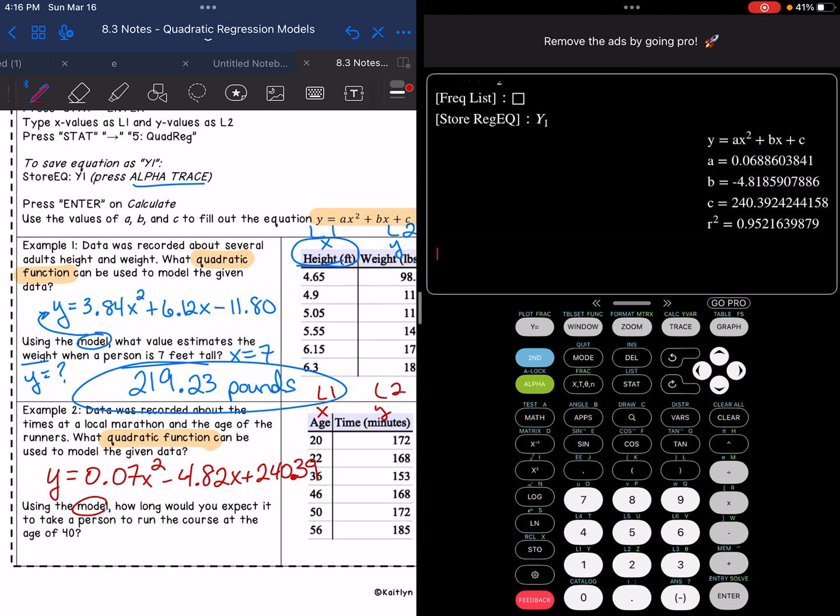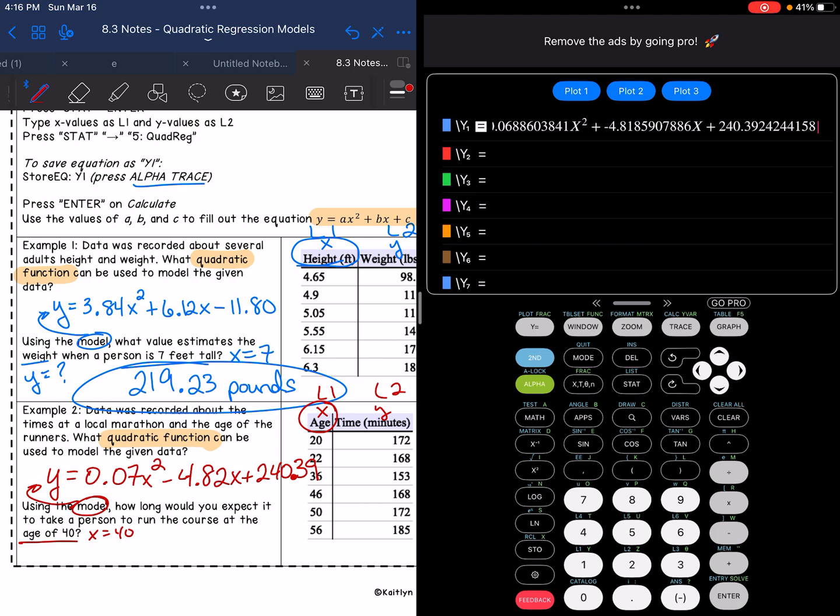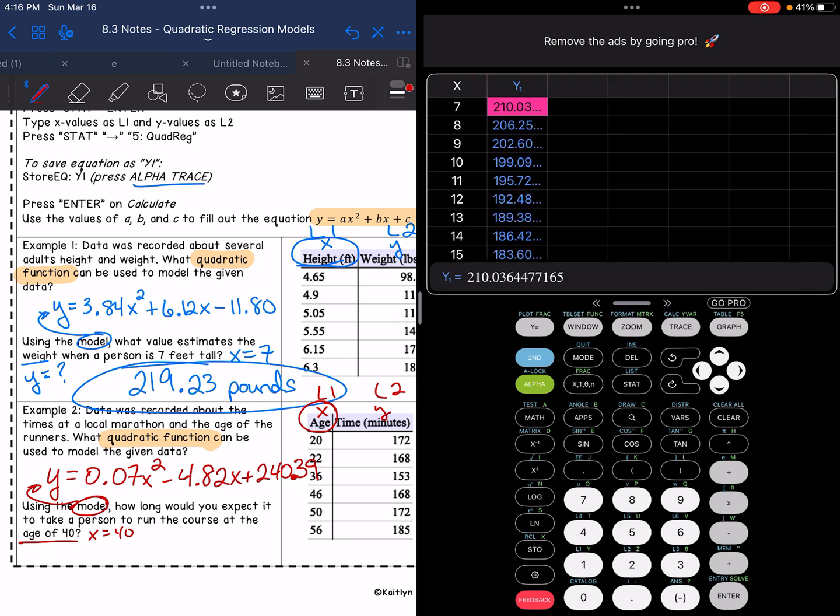And then it says using the model, so using our equation, how long would you expect it to take a person to run the course at the age of 40? So remember, age is our x values. So they told us x equals 40. We need to see what y equals. So remember, we asked it to save our equation as y1. We can see it there. So I'm going to go to my table, second graph. And I'm going to find when x is 40.